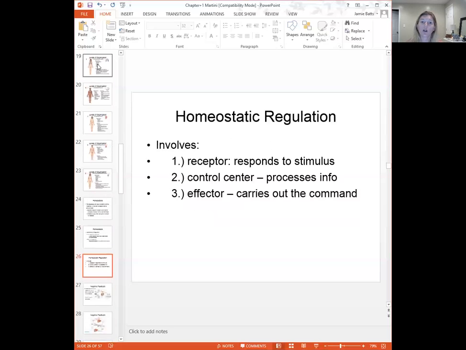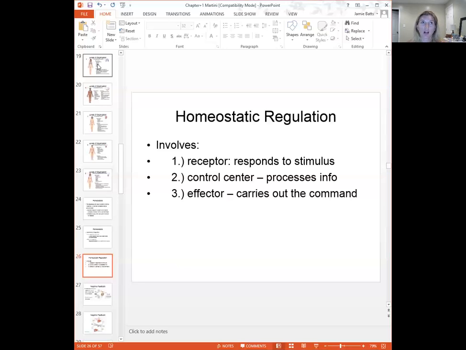So all homeostatic regulation processes have three main parts. First, you have some type of receptor. This receptor is responding to the stimulus. So whatever the stimulus may be, temperature, carbon dioxide concentration, pH, right, all of these factors. Then there's a control center. The control center is taking the information from the receptor and saying, we've got to do something about this. And then the effector. The effector is what carries out the command.